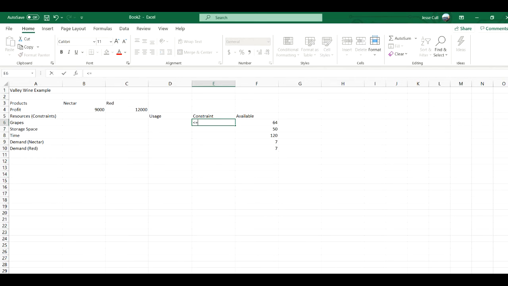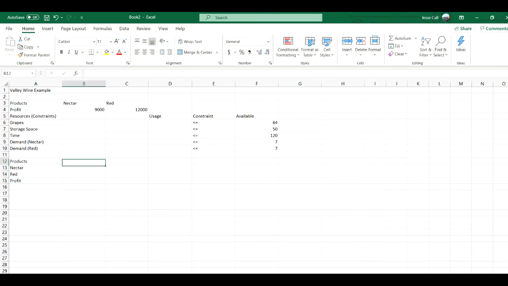Because it's a maximization, all of these in this scenario are less than or equal to, because we do not have more than those resources. We cannot produce more than what is demanded. We come down here, we highlight our products, nectar, red wine, and our ultimate goal is to determine profit.